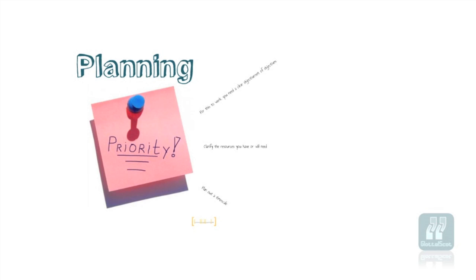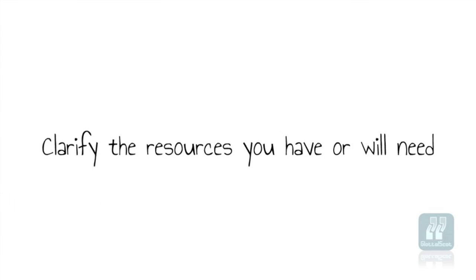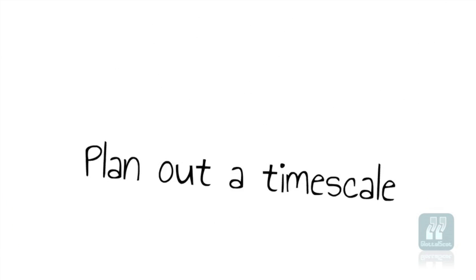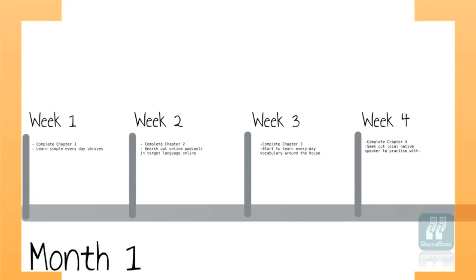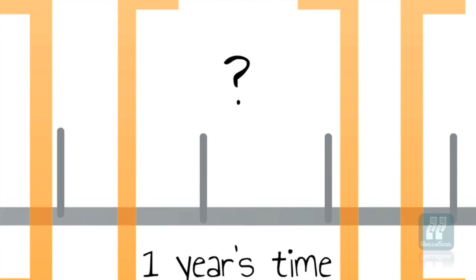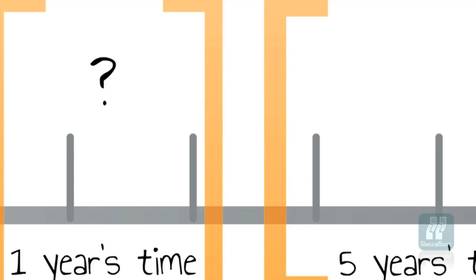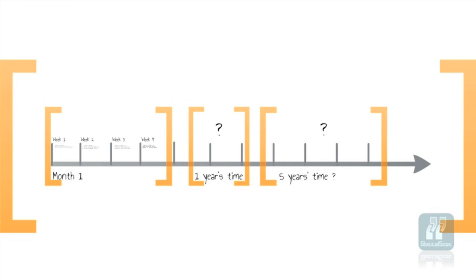So for this to work, you need a clear set of objectives. Remember the SMARTER criteria? Use these, and clarify the resources you will have, or will need, and then plan out a timescale. This can be quite specific in the early stages, perhaps week-by-week aims detailing what you need to work on. But for the future, set some milestones for what you want to achieve, say in 1 year's time. And if you're aiming for a high degree of fluency, 5 years' time. Taking time to plan your learning in the early stages will definitely help you for the future.